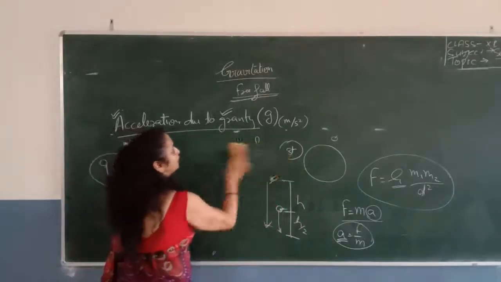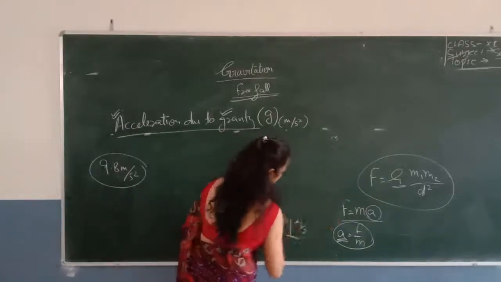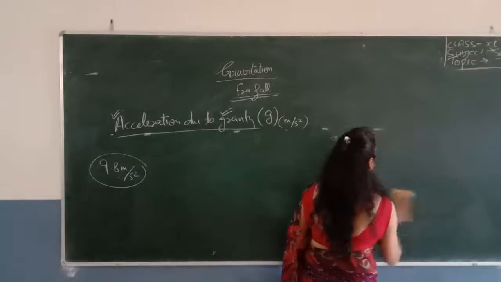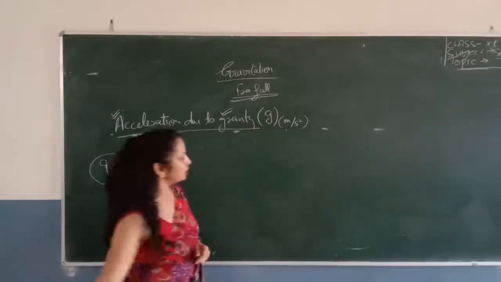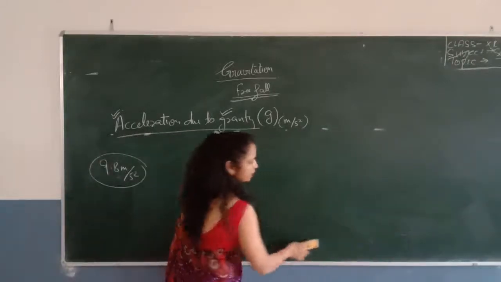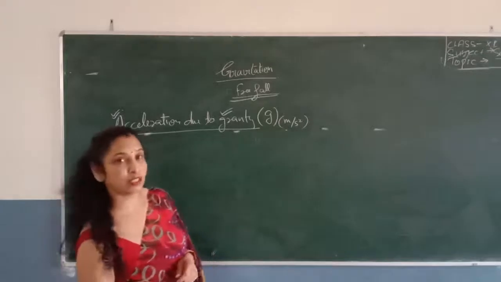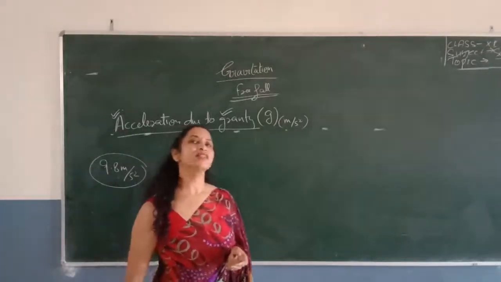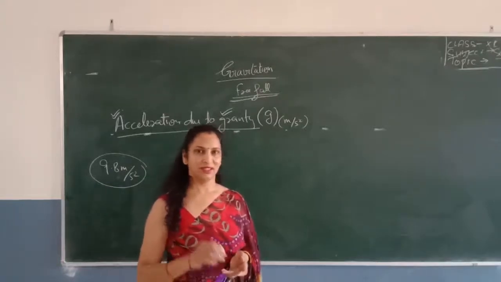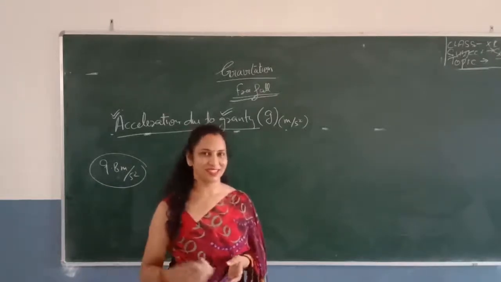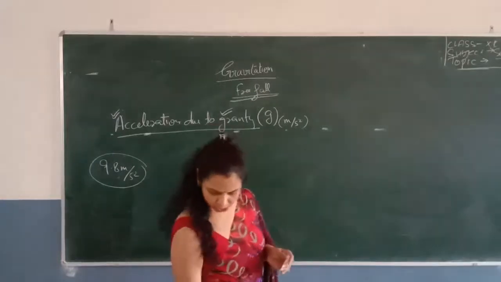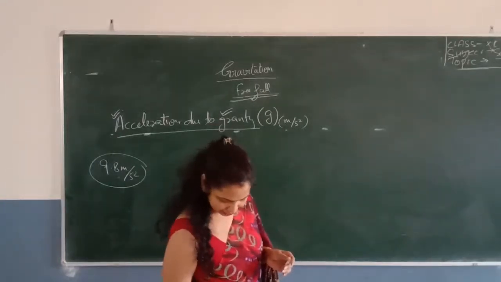So now let's try to calculate the value of small g. And this is a question from my side. Find out the difference between the small g and the capital G. Small g means the acceleration produced due to gravity, and capital G is the universal gravitational constant. So you will find out the differences between them. So let's calculate the acceleration due to gravity.